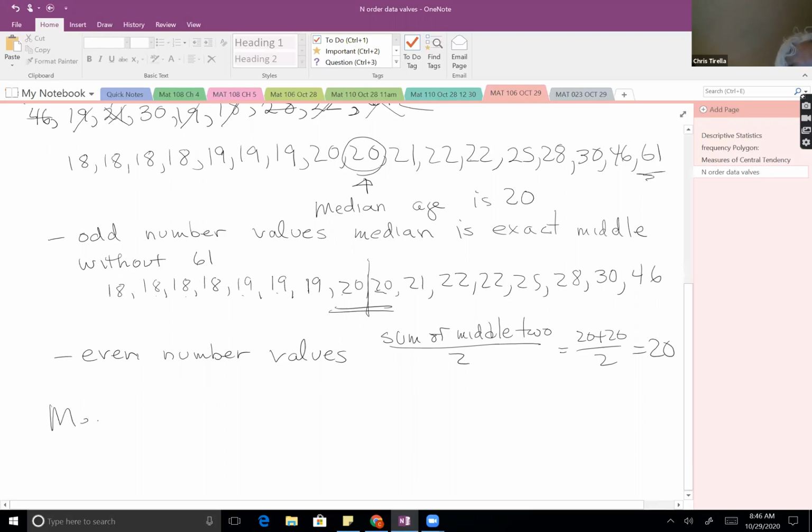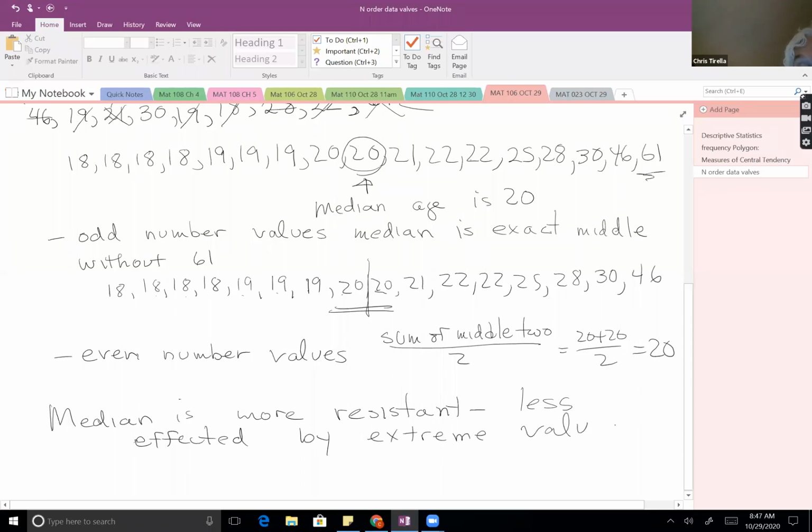So the median is more resistant. It's less affected by extreme values. And so it's used a lot for cases when we don't want to focus so much on those extreme values.